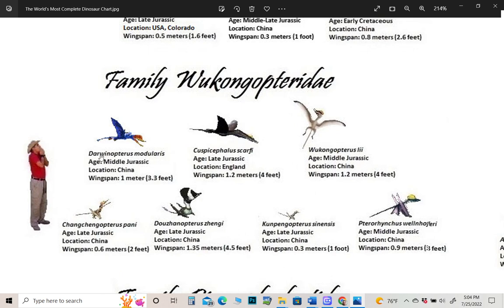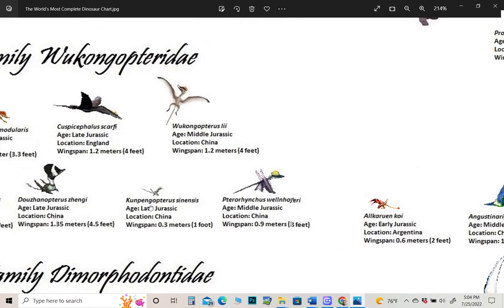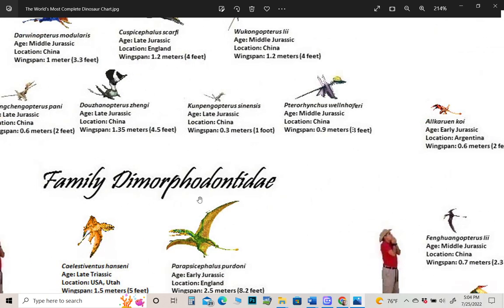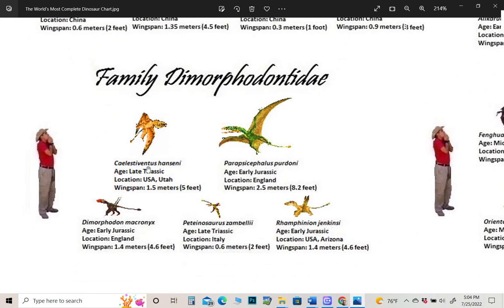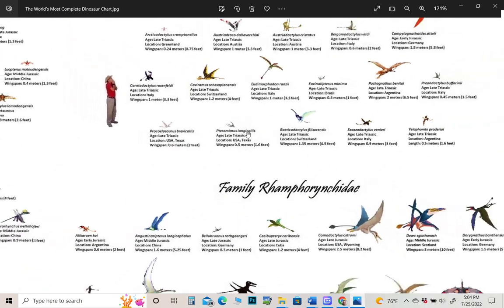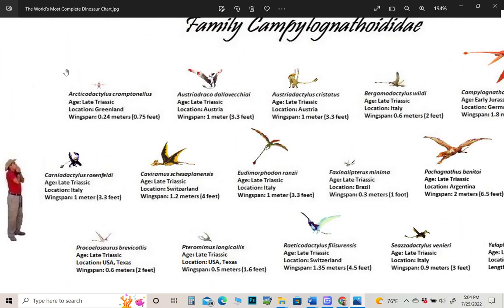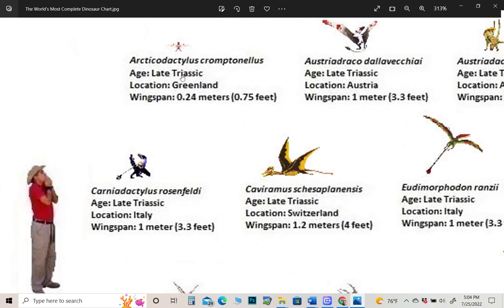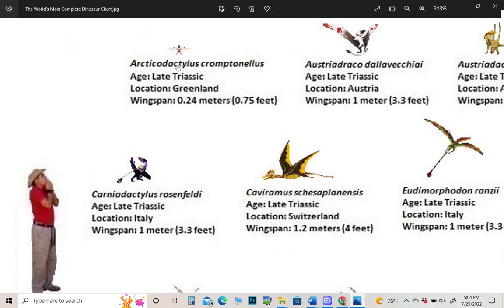This is the next group. Darwinopterus, Cuspicephalus, Wukongopterus, Changopterus, Duzanopterus, Kunpengopterus, Pterorhynchus, Dimorphodons, Caliciventus, Peripcephalus, Dimorphodon, Patinosaurus, and Ramphinion. And then we go to the Campylognathoids. Arctodactylus. This is the smallest specimen of a pterosaur discovered. Though I think it was a baby, so it would have been bigger than that. But that's all we have to go on.